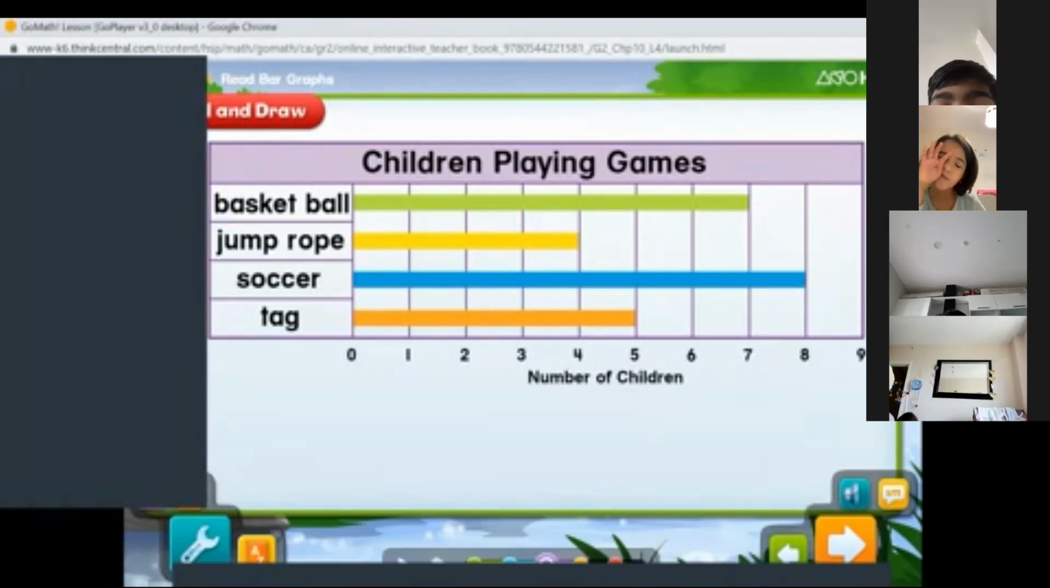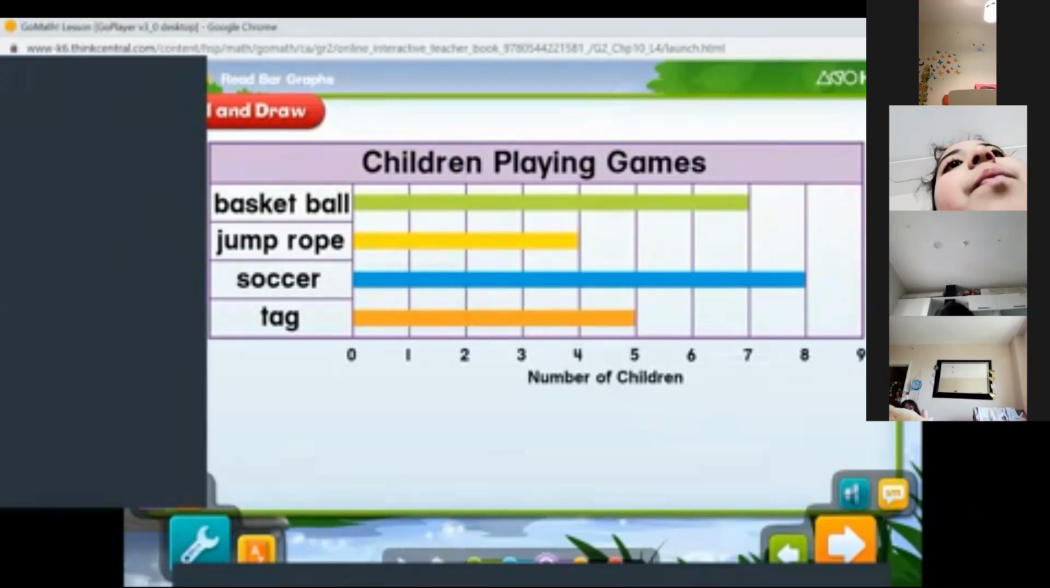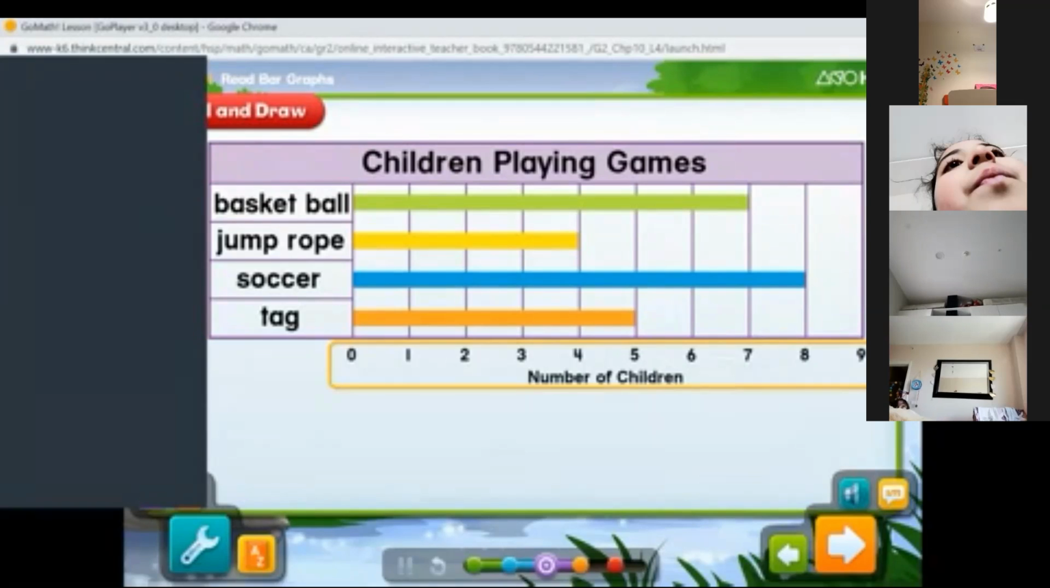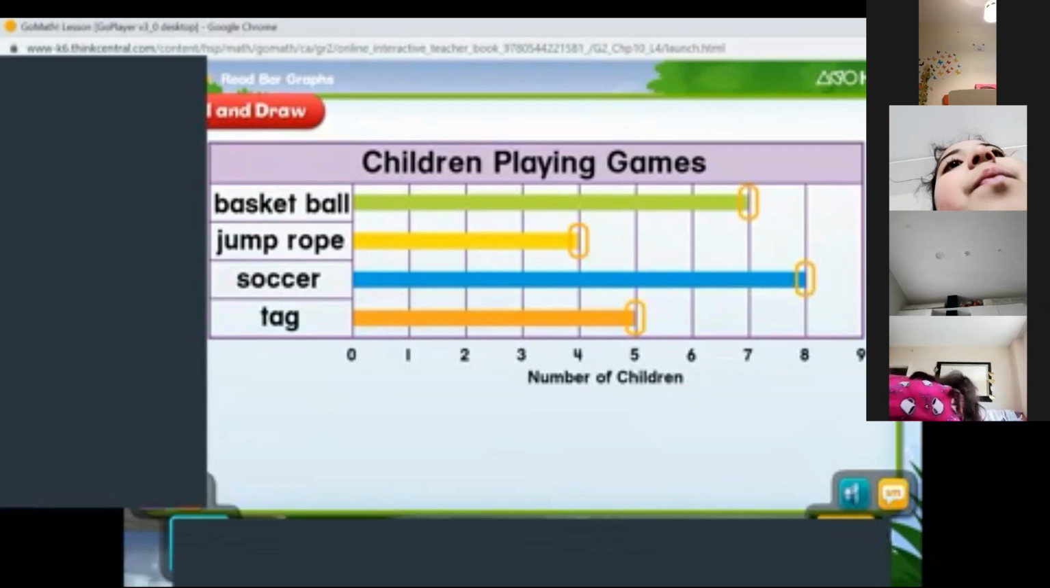Let's continue. Here you have the numbers from 0, 1, 2, 3 to 9. And the lines next to each name show data about different games. These are the games. The numbers at the bottom of the graph stand for the number of children playing games. To read a bar graph, follow the line from the end of each bar down to the numbers at the bottom. This will tell you how many children are playing each game.